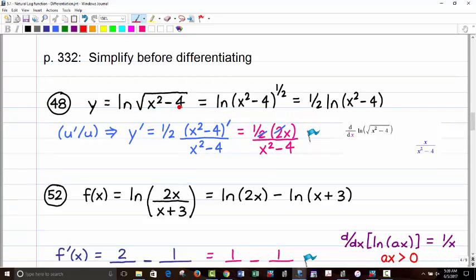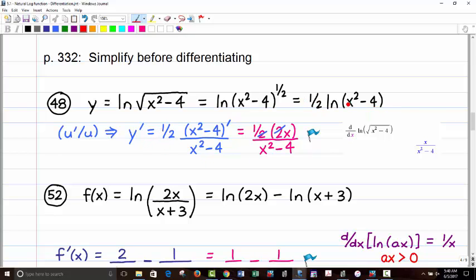All right, so this is x squared minus 4 to the 1/2. So the 1/2 comes down. Keep in mind, till I write my y prime, I haven't taken the derivative yet. I've just used the log properties. Now I'm going to take the derivative of this expression right here. We're looking for u prime over u, with the u being x squared minus 4. So we have a 1/2 here, so that stays there.